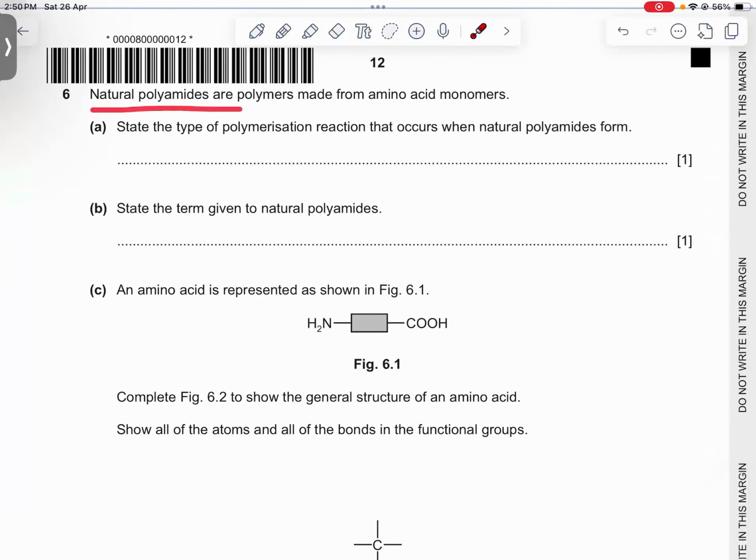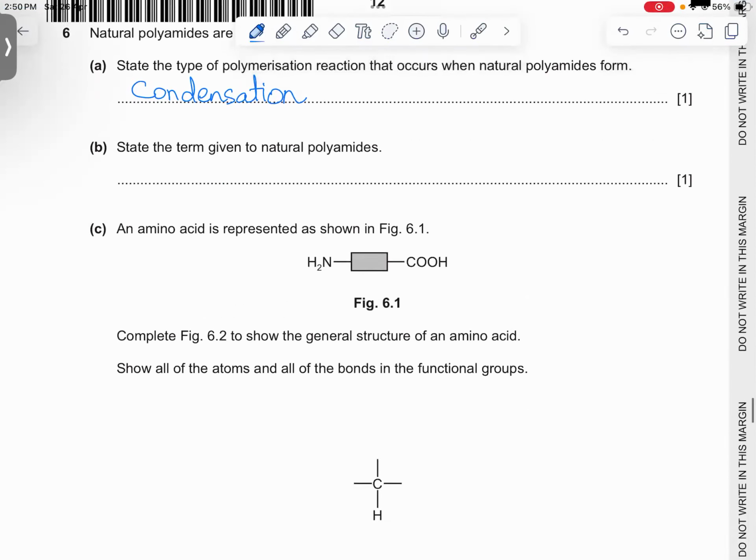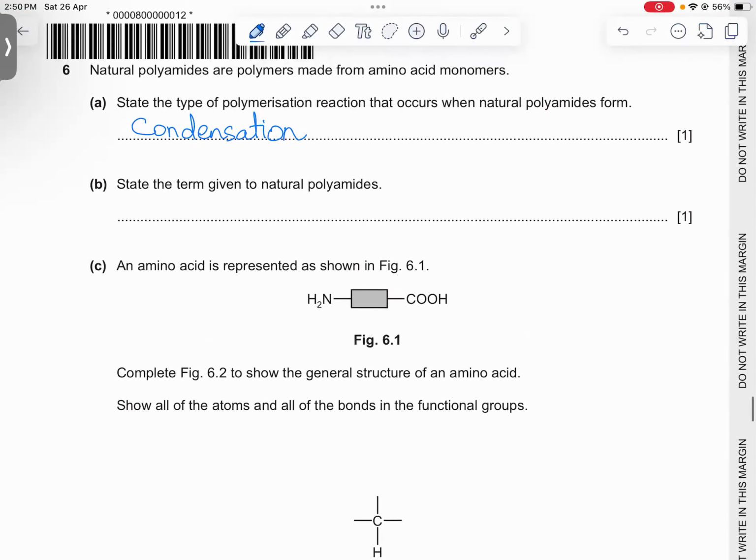Next question. Natural polyamides are polymers made from amino acid monomers. State the type of polymerization reaction that occurs when natural polyamides form. The type of polymerization that takes place when polyamides are formed. Condensation. Addition is when alkenes are polymerizing. Condensation polymerization. State the term given to natural polyamides. So the term for natural polyamides that are made from amino acids, what are they called? Proteins. Good. Okay, they are called proteins.